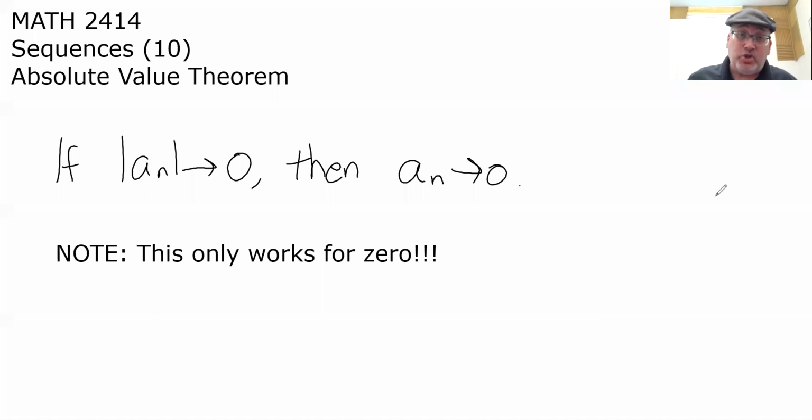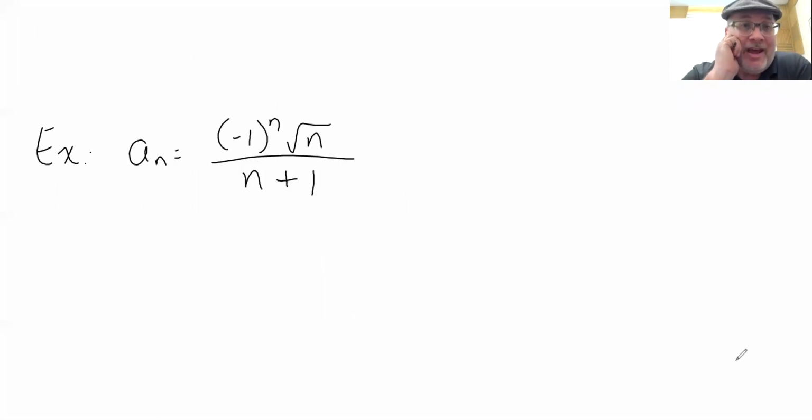So we're going to take a look at two examples, one where you can use it and one where you should. So let's start with this example. a_n equals (-1)^n times the square root of n over n plus 1.